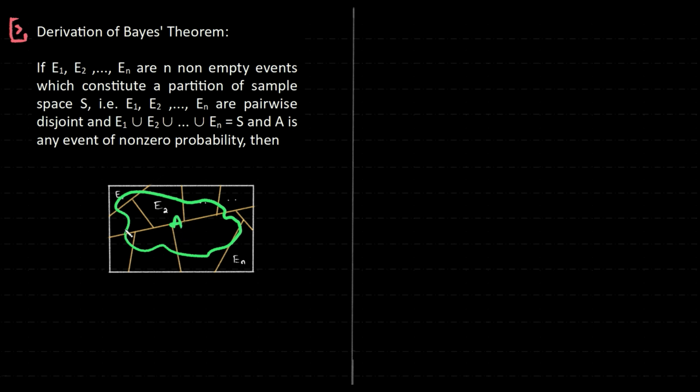So Bayes' theorem answers this question. You know event A has happened. What is the probability that it is because of this space? Say we'll call this E1. So basically it helps us answer the question: we know that A has happened, what is the probability that it is from this space? So that's what it answers.